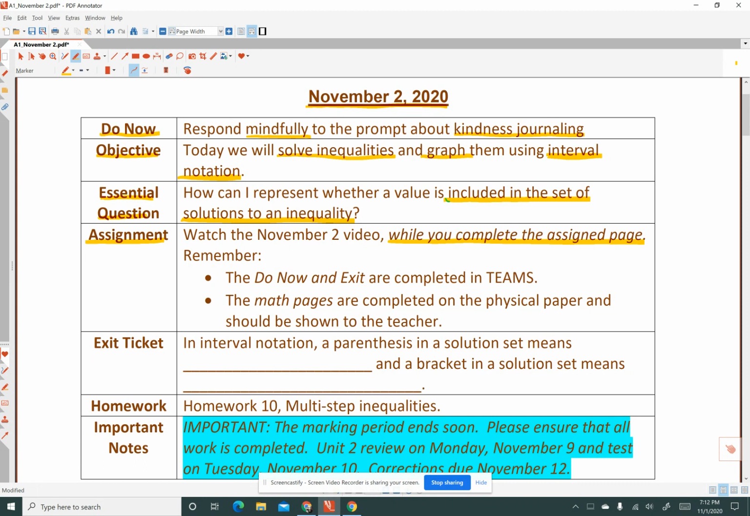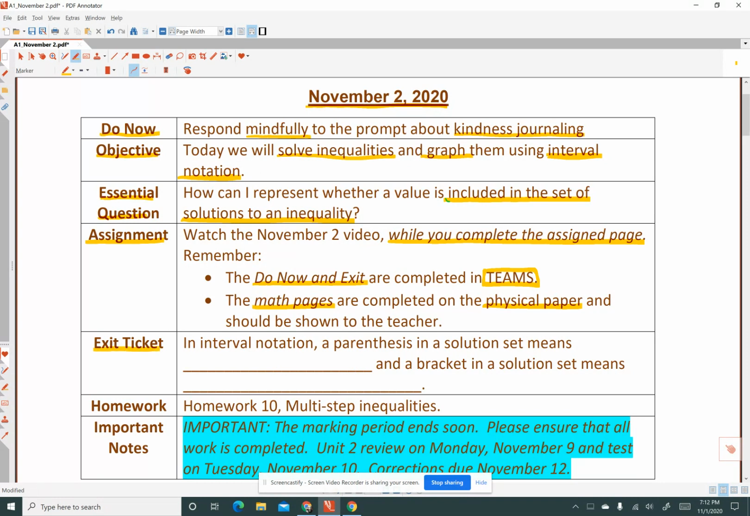I don't want you to skip on doing the work that's really going to teach you algebra, and that is the practice. We do our do now and our exit in teams, but our math pages are always completed on physical paper and showing our work so that the teacher can see what we're doing and we can get credit for our hard work.